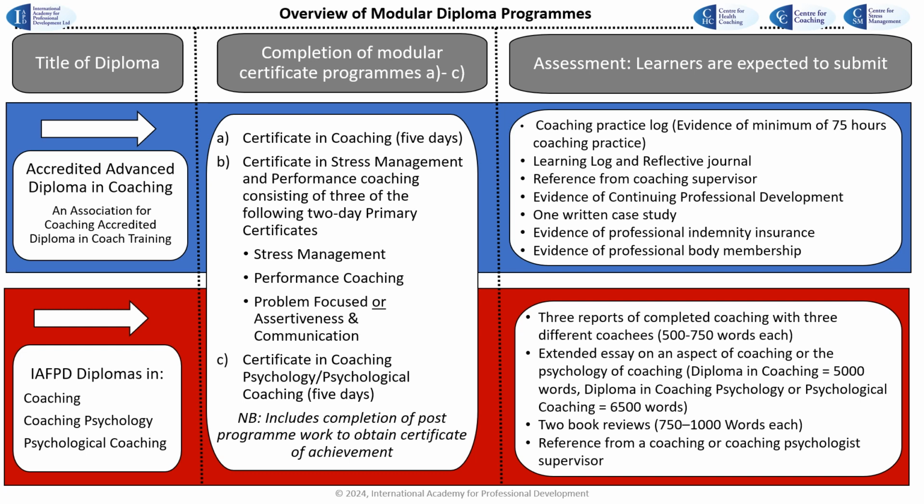IAFPD diplomas, represented with this red background, have the following assessment: 3 reports of completed coaching with 3 different coachees, and that is 500 to 750 words each. There's an extended essay on an aspect of coaching or the psychology of coaching, and there's a difference in the word length here. The diploma in coaching is 5,000 words. The diploma in coaching psychology or psychological coaching is 6,500 words. There are 2 book reviews as well, 750 to 1,000 words each, and a reference from a coaching or coaching psychologist supervisor.